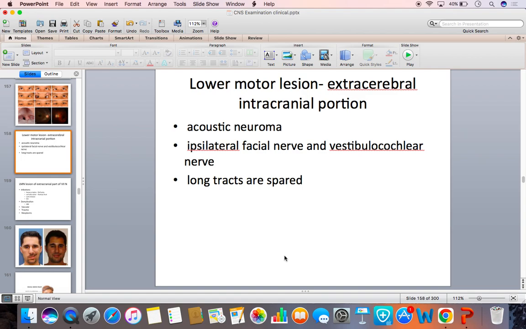Then coming to the lower motor neuron lesions. The lesion could be extracerebral but intracranial. The most common lesion here is the acoustic neuroma that results in the ipsilateral facial and vestibulocochlear palsy. The long tracts are spared. When you come across total ipsilateral facial weakness without the symptoms of the long tracts, that is the hemiplegia, etc., the lesion is in the extracerebral part of the facial nerve.